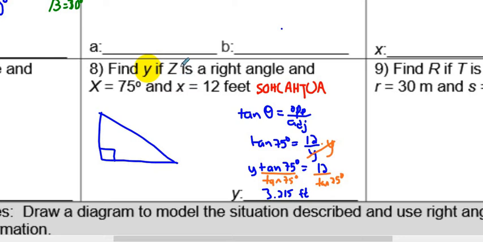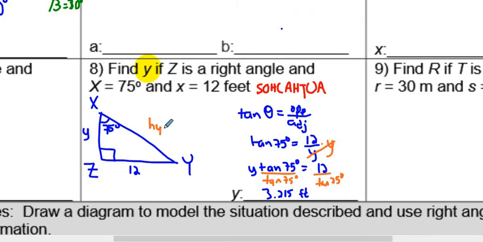labeling it. So Z is the right angle, so I'm going to label that Z. x is 75. You might want to label this more accurately, because this is clearly smaller than 75. So I'm going to put x up here and call this 75 degrees. Okay, and then little x is 12, so that of course is across here, so this is 12. And it wants me to find y. Well, y must be here, which means little y is there, and then I start labeling.